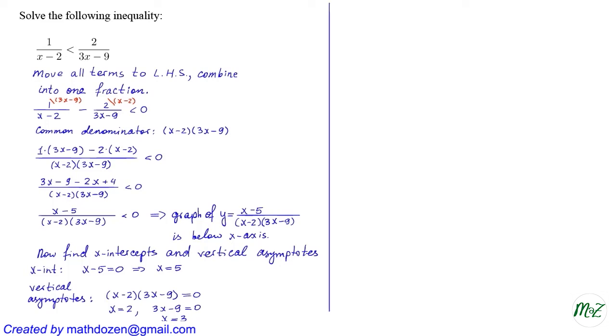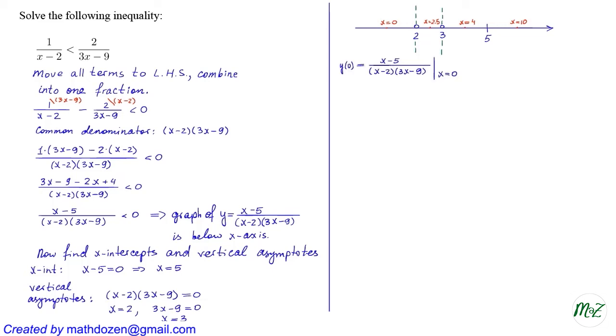So now it's time to sketch the graph. So we have the single x-intercept, x equals 5. And then there are two vertical asymptotes, x equals 2 and x equals 3. So we're going to use vertical asymptotes here. And then we're going to pick the test points. To the left of 2, we're going to pick x equals 0. Between 2 and 3, x equals 2.5. Between 3 and 5, x equals 4. And to the right of 5, x equals 10.